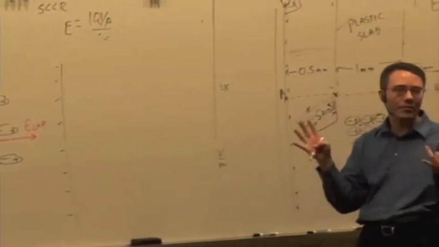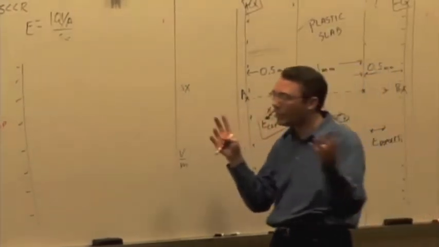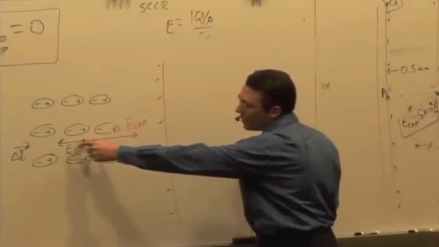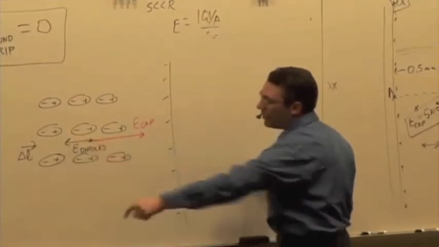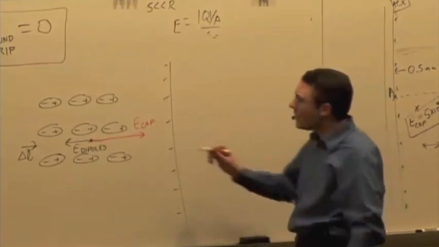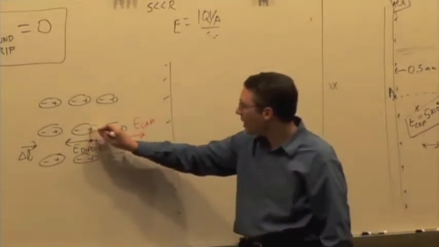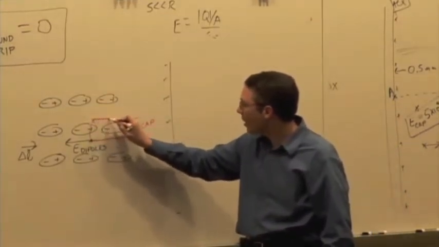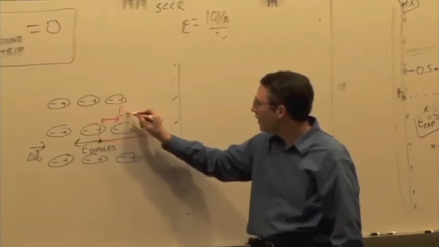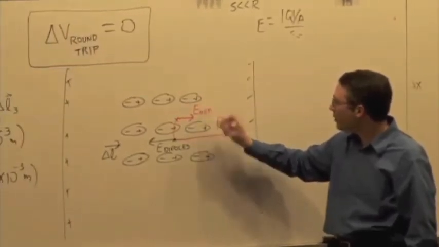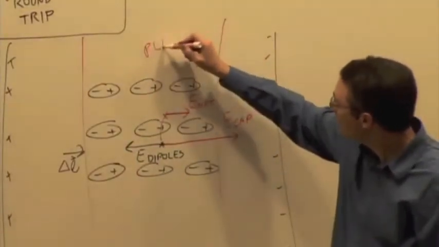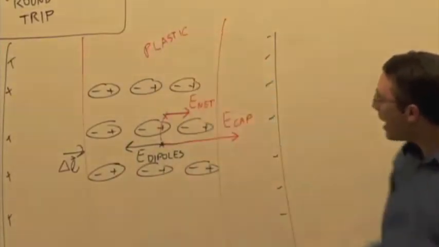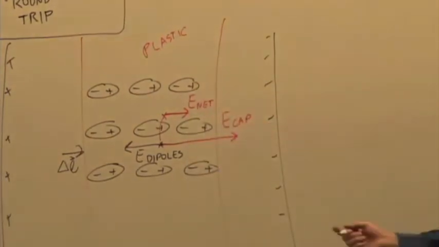In a metal you have sort of the perfect amount of polarization to cause this electric field to cancel out. The dipole electric field isn't large enough to cancel the field of the capacitor out, but it does reduce it. And so the net electric field we get is something smaller, but still pointing in the same direction. So if I draw the plastic now, I have E net inside, which is smaller.